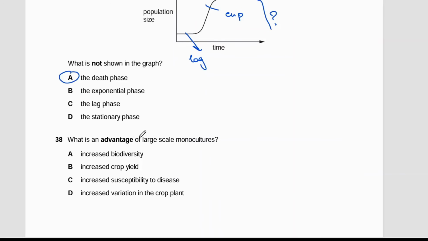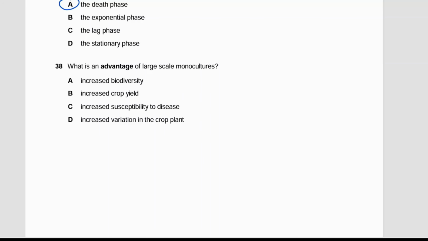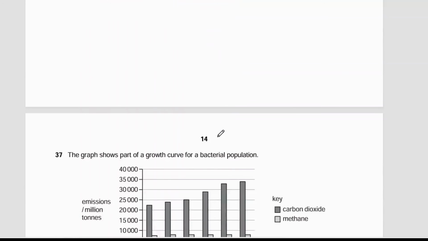What is an advantage of large scale monocultures? Okay, this was the question in P2, I guess. Or in P4 of IGCSE, they got this question, monoculture. So, what's the answer? What is the advantage? Increased crop yield, yes, it's an advantage, but on the other side, there would be more susceptibility to disease. No, it doesn't increase biodiversity because it's a monoculture. So this one is incorrect, this one is incorrect, and variation is not there. Since biodiversity is not there, the variation is not there.